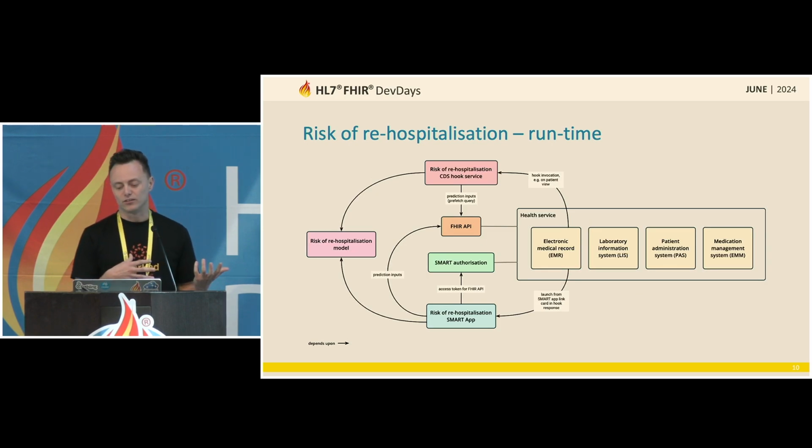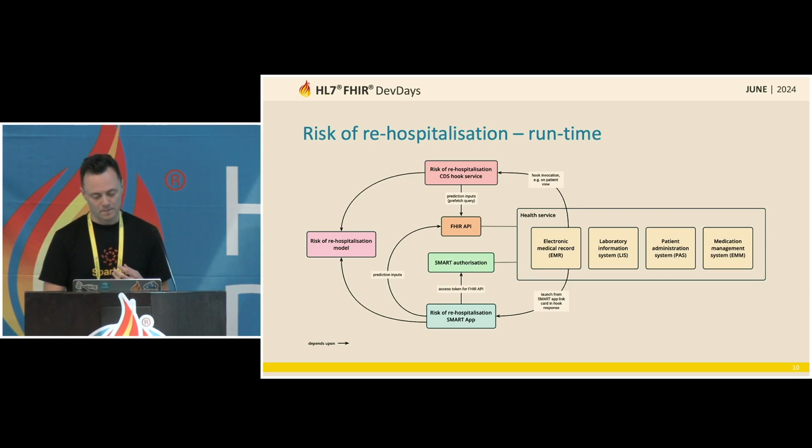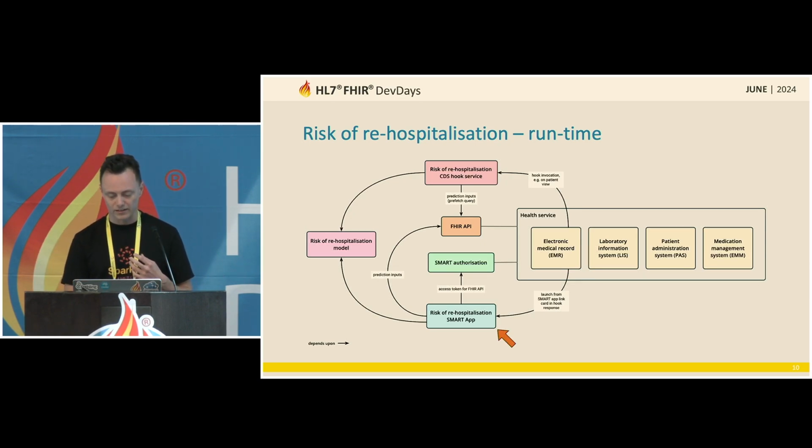This diagram shows the hook service in the broader context of the other components that it depends upon and that depend on it. The EMR invokes the service, which uses the combination of FHIR data and the trained model to produce a result. The EMR then presents this result to the user. Included in the response is a link that can be used to launch our Explainability Smart App. And the Smart App can use both the FHIR API and the model to provide explainability for the prediction.